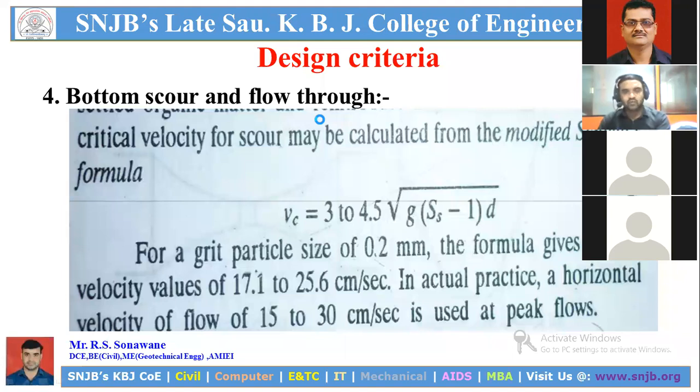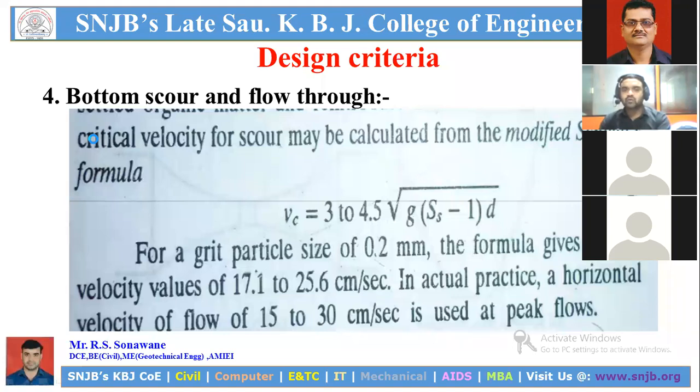Vc is the critical velocity, equal to k, which varies between 3 to 4.5, times the square root of g into (Ss minus 1) into d, where d is the grit particle size. If that is 0.2 mm, the formula gives critical velocity values of 17.1 to 25.6 centimeter per second. In actual practice, a horizontal flow of 15 to 30 centimeter per second is used at peak flow.